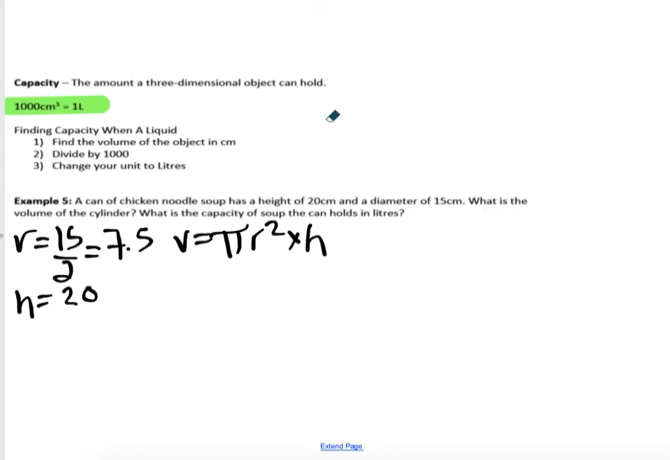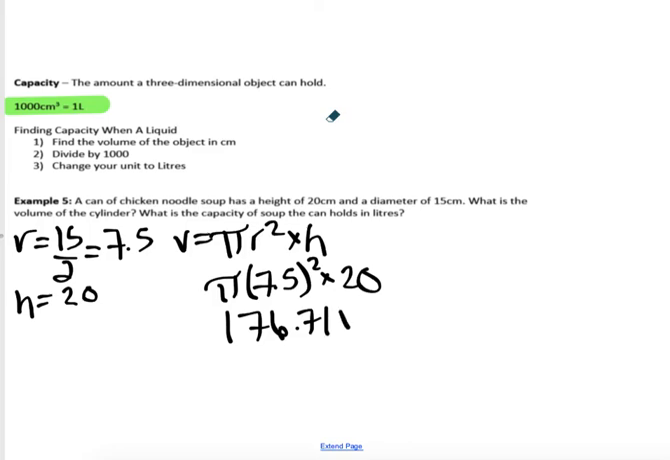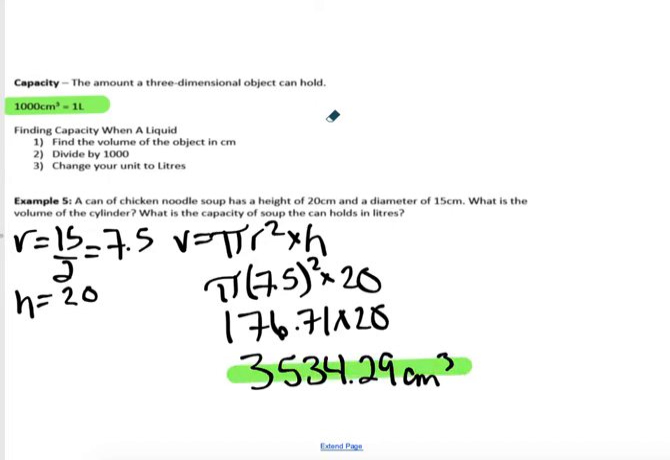I like to write out my formula each time so I don't forget what it is. It helps me know what I'm looking for, helps me know what I need to find. So pi times 7.5 squared times 20. If I type this into my calculator, I get 176.71 times 20. Type that in, I get 3,534.29 centimeters cubed. Now this here is my volume.